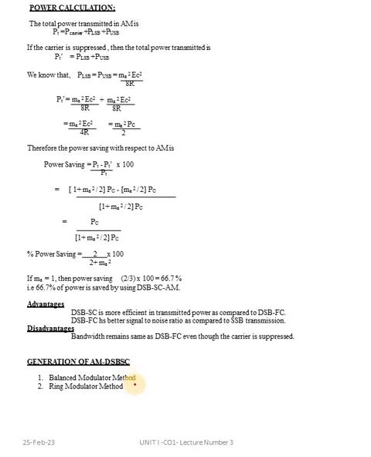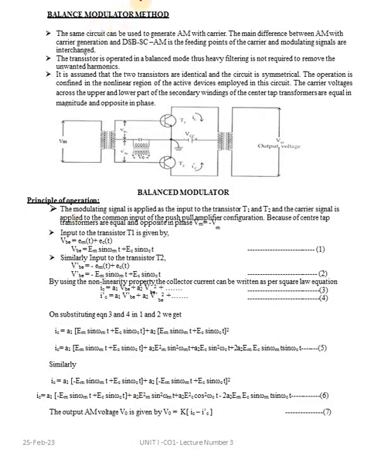With the help of these two methods we can generate it. One is the balanced modulator method, the second is the ring modulator method. First, the balanced modulator method. The same circuit can be used to generate AM with carrier. The main difference between AM carrier generation and DSBSC AM is that the feeding points of the carrier and modulating signals are interchanged. In AM, in the primary we applied VC, and in the secondary coil near the emitter terminal we applied VM. Here it is reversed, so that is the only difference. The operation is quite similar.